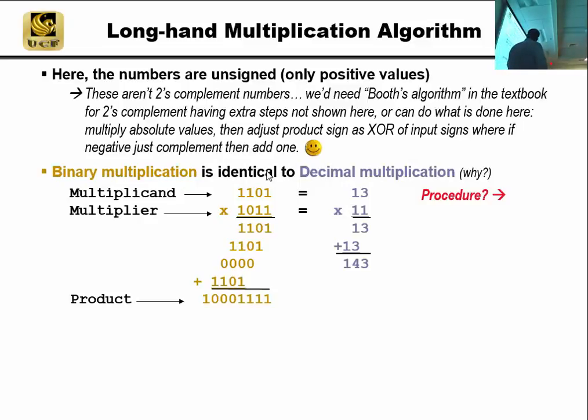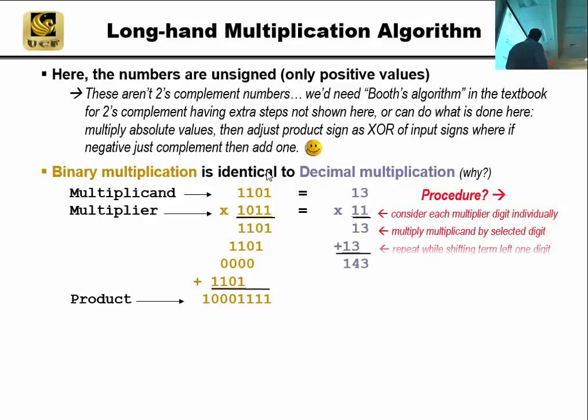1 times 1 is 1, 0 times 1 is 0, 1 times 1 is 1. Okay, next one. That turns out to be the same because it's times 1. All right. See, it's getting easier, right? In the binary case, there's actually only 2 cases. See, what do we do here? We considered each multiplier digit separately, and then we multiplied it by the multiplicand. So this is 1 times 13, and another 1 times 13. What about here? This is 1 times this, 1 times this, 0 times this.